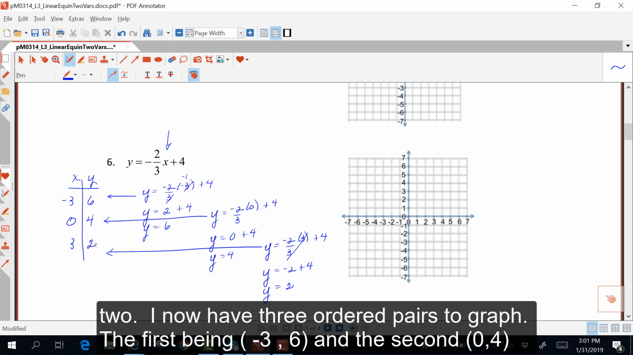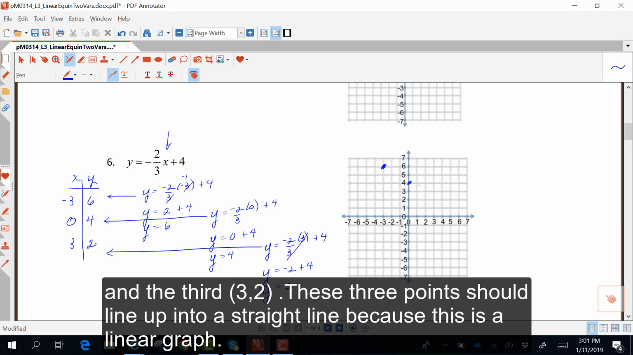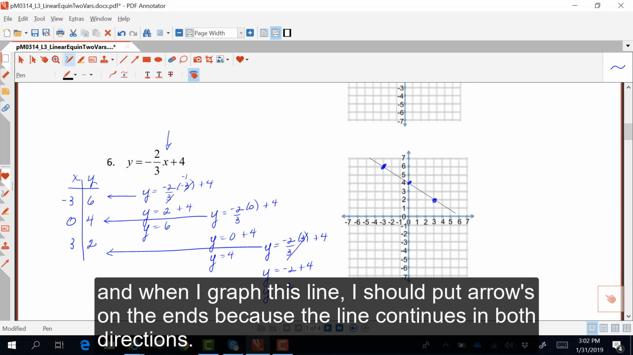I now have 3 ordered pairs to graph, the first being negative 3, positive 6, the second 0, 4, and the third 3, 2. Now these 3 points should line up into a straight line because this is a linear graph. And when I graph this line, I should put arrows on the end because the line continues in both directions.